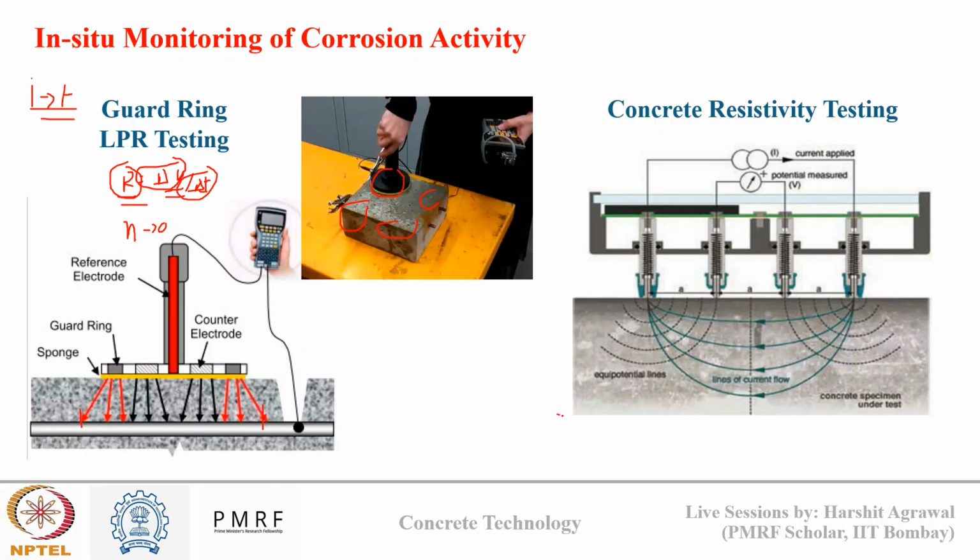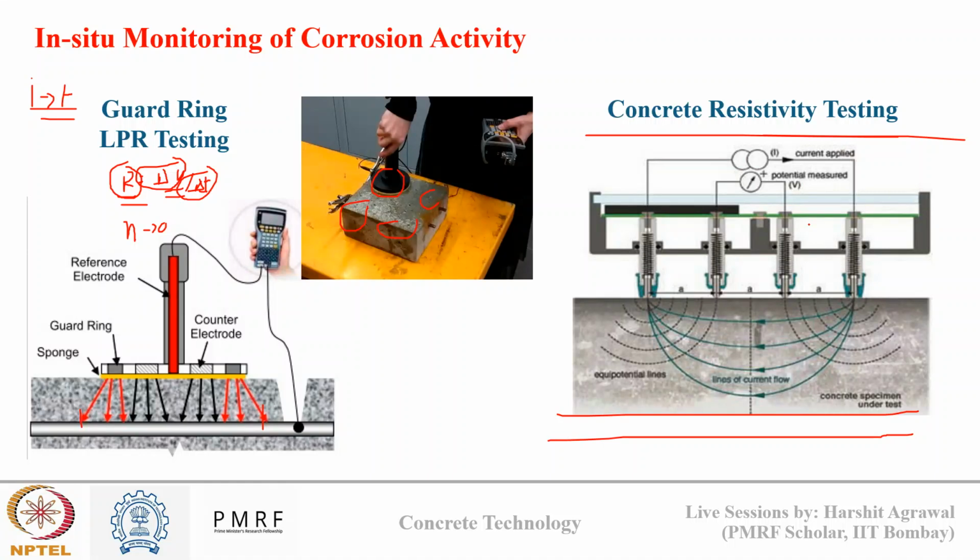So we are not dealing with the steel reinforcement, we are dealing with the concrete. We are measuring the resistivity of concrete, and the resistivity of concrete controls the ease of ionic movement. If concrete has lower resistivity, then ionic ingress through concrete will be faster. If concrete has higher resistivity, that means ionic ingress through concrete cover is lower. So lower resistivity means higher ionic mobility, so higher corrosion risk, and higher resistivity means lower ionic mobility, so lower corrosion rate. This is the basis of the concrete resistivity technique.